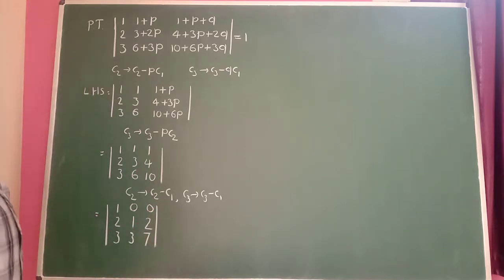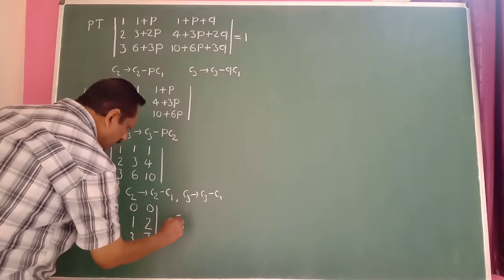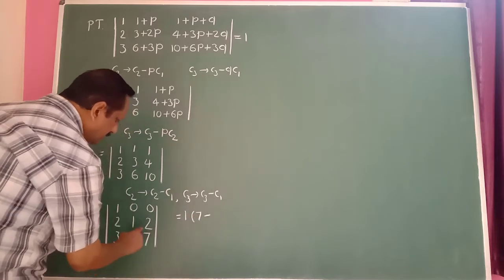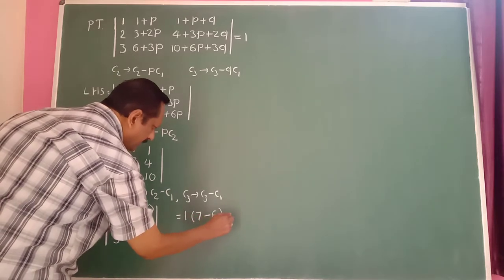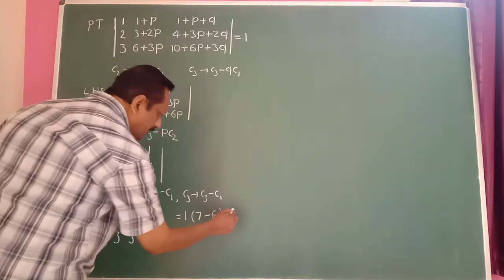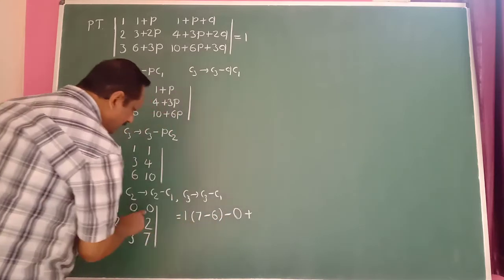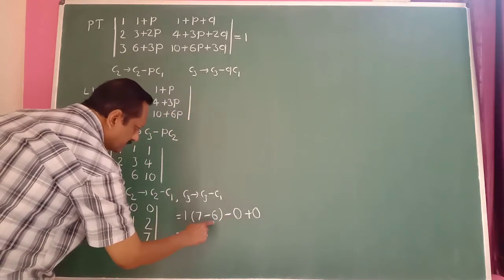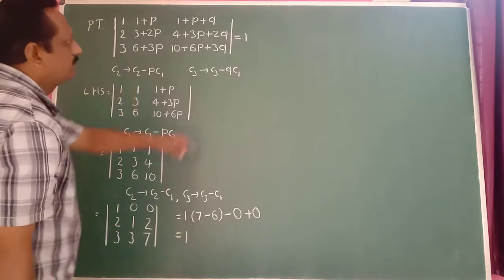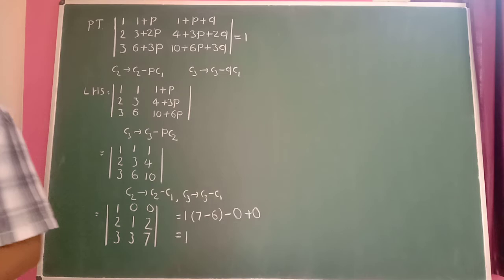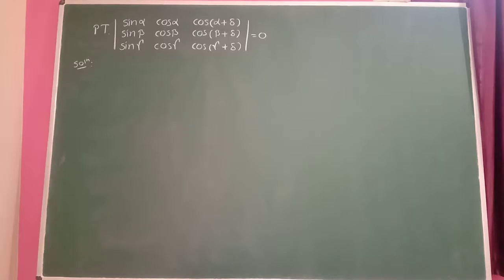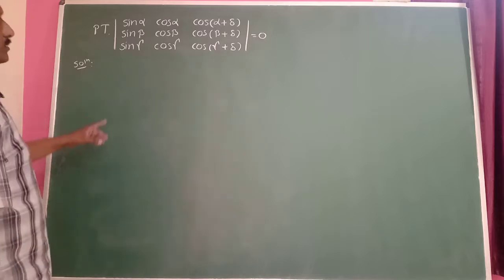Then expand this determinant. This is equal to 1 into 7, which is 7, minus 3 twos are 6. Minus 0 is there, so 0 into any term is 0. Then plus, here also 0 is there, so write 0. Therefore 7 minus 6 gives 1, and 1 into 1 becomes 1. So that is the RHS. Here, true, LHS equal to RHS.